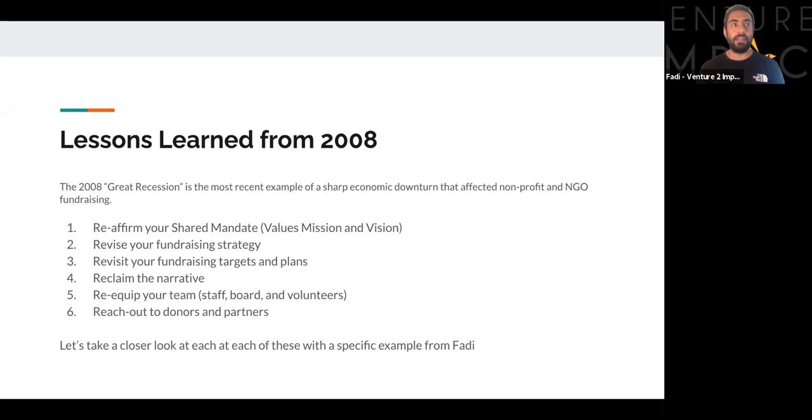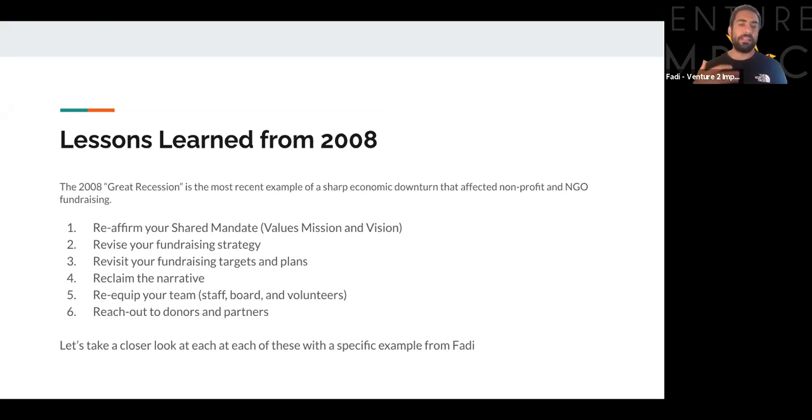The two common denominators are that both of these events brought with them a sharp economic downturn. So these are the things that are really important to keep in mind: the lessons from 2008 and the impact of 2008 on NGOs and nonprofit organizations are still relevant today and are still really important to remember and talk about.